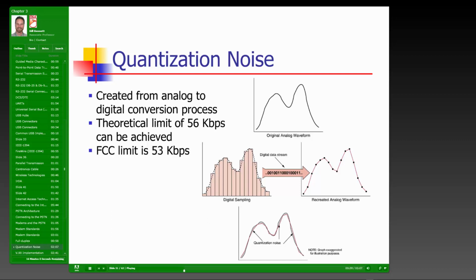is representing to you. You can see the original analog waveform, and now it's being sampled and converted to digital, and then you can see the recreated analog waveform, and now they compare the original to the recreated analog waveform, and you can see there's these little gray areas down there, and that's the quantization noise. And so that causes errors in transmission. And so we're going to show you that that's one of the things that needed to be fixed when the V.90 specification came out in modem technology.